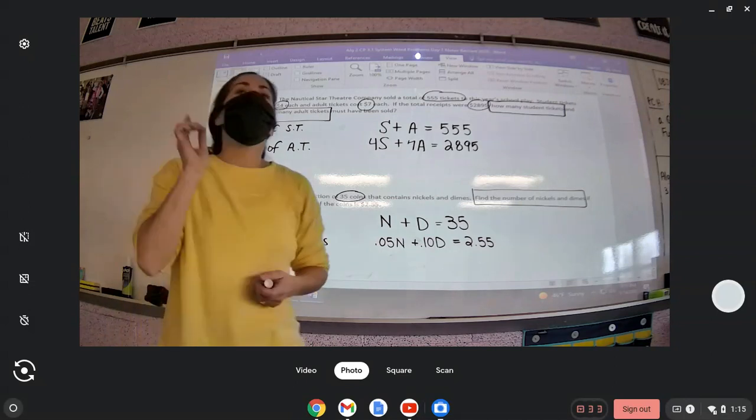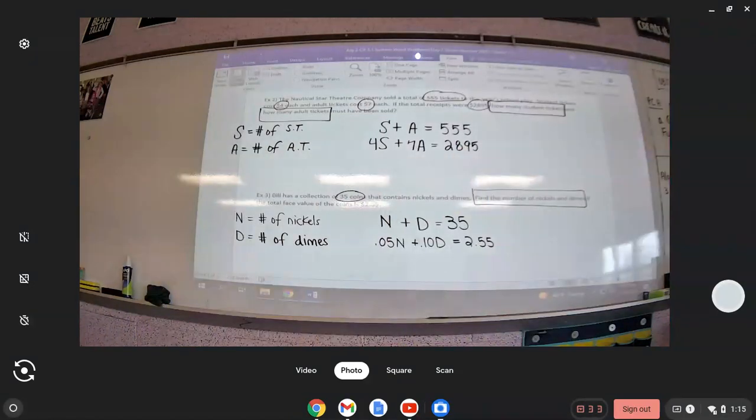Okay? All right. I want you guys to try number 4. Read it. Make a key. Establish what variables, who they represent, and then try to write me 2 equations using the 2 separate clues they've given you.